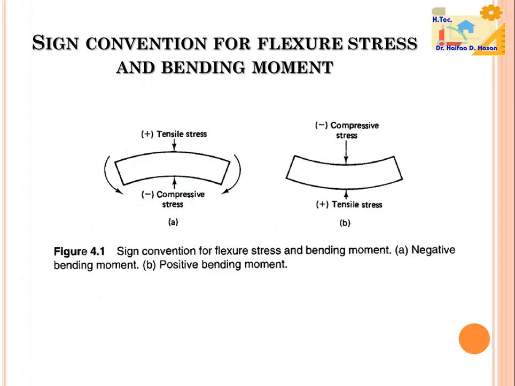Here is the sign convention for flexural stresses and bending moment. We can see in this figure the sign convention. In A, negative bending moment with tensile stresses at the top fiber and compressive stresses in the bottom fiber, with negative sign convention. And in B, the positive bending moment with compressive stresses at the top fiber and tensile stresses in the bottom fiber, with positive sign convention.